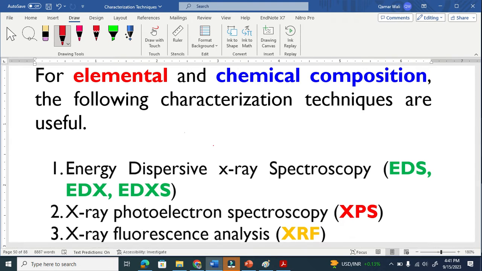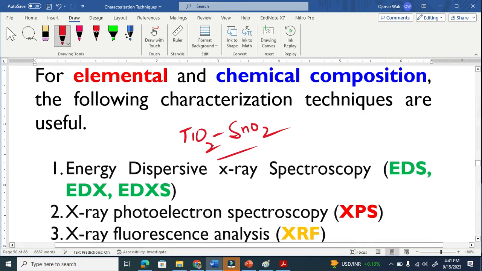Let us suppose you prepare a composite material of titanium and SnO2. How will you know that both titanium and Sn exist in your synthesized composite material? This is one question. We call this qualitative analysis. When we want to know which elements exist, we call it qualitative analysis.